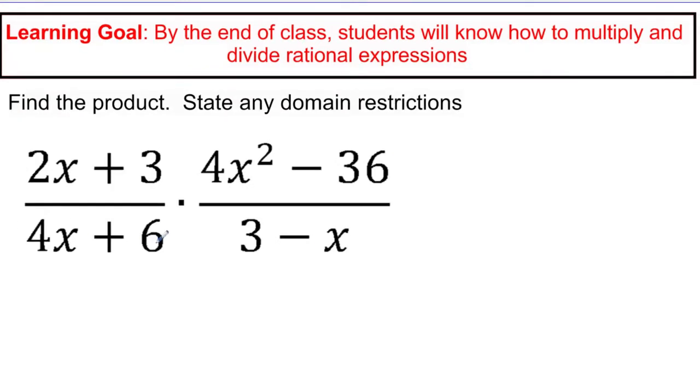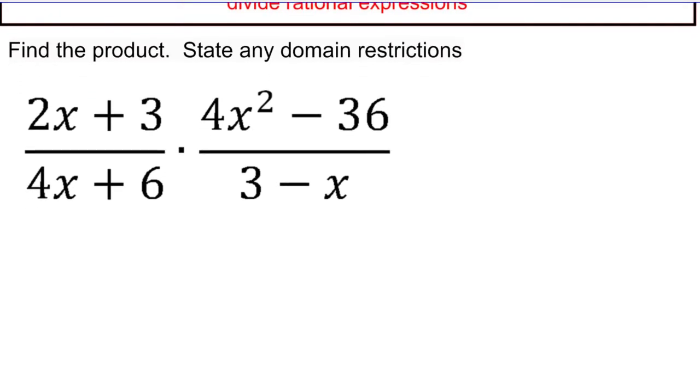Okay, so let's take a look at a second example that maybe has a little bit more factoring involved. If I take a look at this example, there are a couple of factoring things that happen, and we also get another thing that we need to consider. So 2x plus 3 doesn't factor, no GCFs. 4x plus 6 does have a common 2, so let's get rid of that. This is 2 times 2x plus 3.